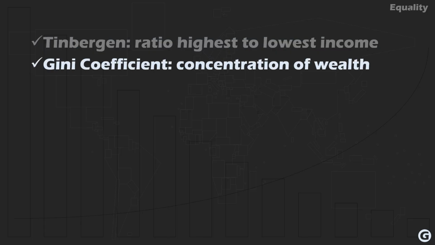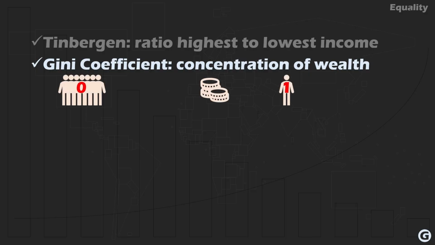In 1912, the Italian sociologist and statistician Corrado Gini developed a methodology for estimating the concentration of wealth known as the Gini Coefficient. This number approaches 1 when there is total concentration of income and goes down to 0 if all individuals have equal income.